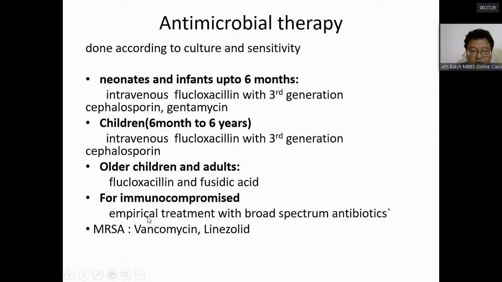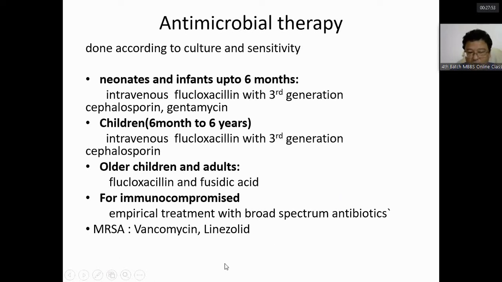And for immunocompromised patients, empirical treatment with broad spectrum antibiotics. Broad spectrum again means the cephalosporin. Could be second generation, could be third generation. When you move from second generation to third generation, there's more coverage of the gram-negative organism. Second generation has more coverage of gram-positive organisms.